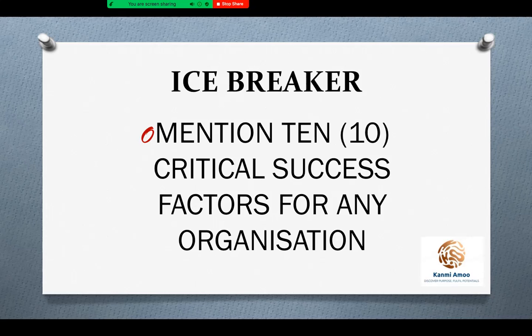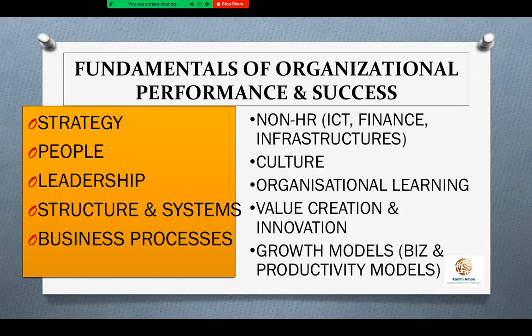We ranked the 10 most important factors for organizational success. The 10 most important factors identified by researchers. This is based on research. Number one, strategy. And we know that one of us mentioned competitive strategy. Everything that has to do with business strategy is here. Number two, people. Please, it's not in order of importance. I'm just listing it. Number two, people. Number three, leadership. Number four, structure and systems.